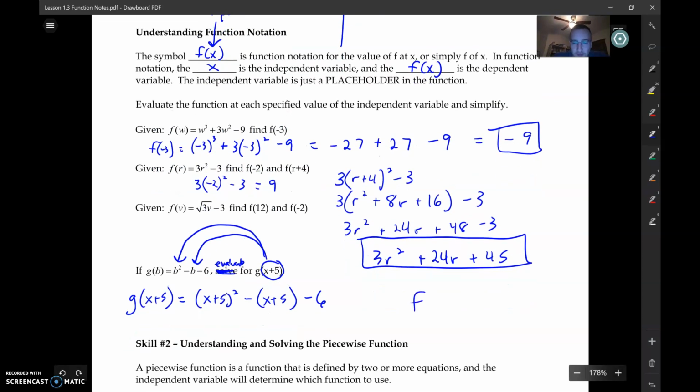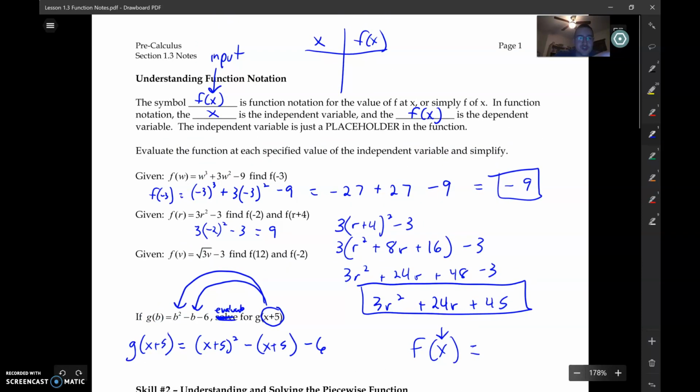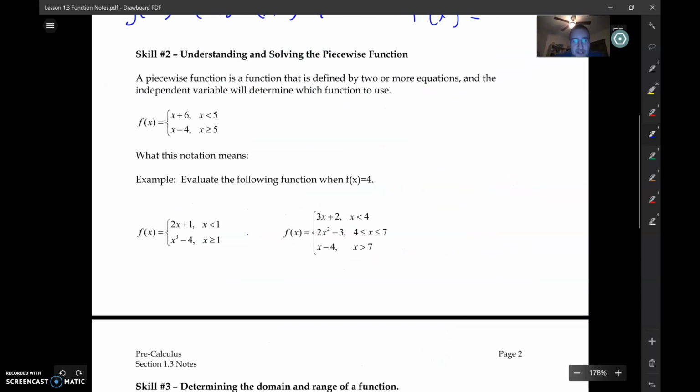We need to know that when you say f of x, the x is the input, and you can put whatever you want into the function, and then whatever it spits out, that's your output. Okay, so that's skill number 1. Check. Skill number 2, solving the piecewise function.